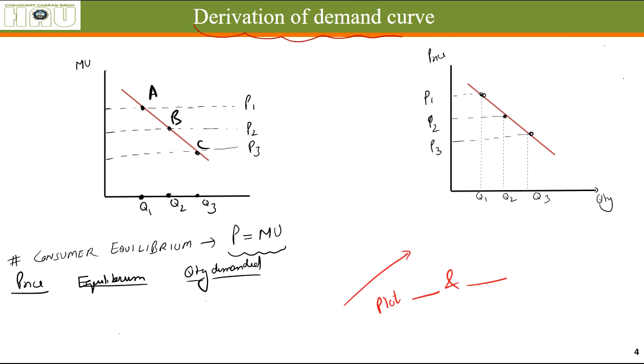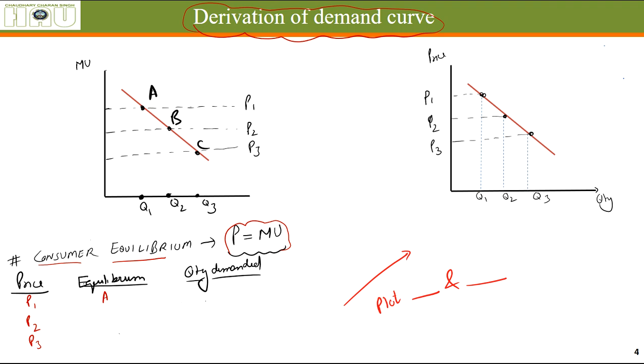Let's derive the demand curve by using what we studied in consumer equilibrium. As we know, consumer equilibrium is given when price is equal to marginal utility. So what happens when the price keeps on changing? Let's say from this graph, the price has reduced from P1 to P2 to P3. Now, where is the equilibrium?